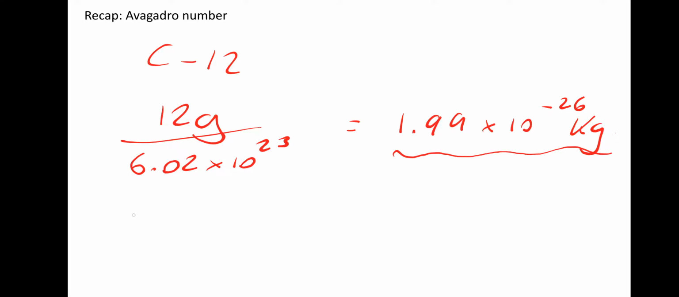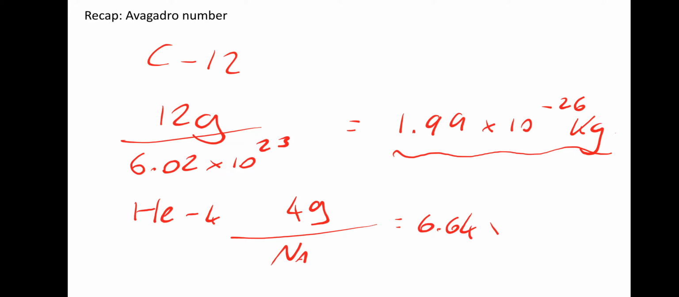Let's do one more. Let's do helium-4. So helium-4. So that would just be 4 grams divided by Avogadro's number. So 4 times 10 to the minus 3 divided by Avogadro's number. I'm just going to write Na. That will give us 6.64 times 10 to the power minus 27 kilograms per atom of helium-4. So hopefully that recap's helped.